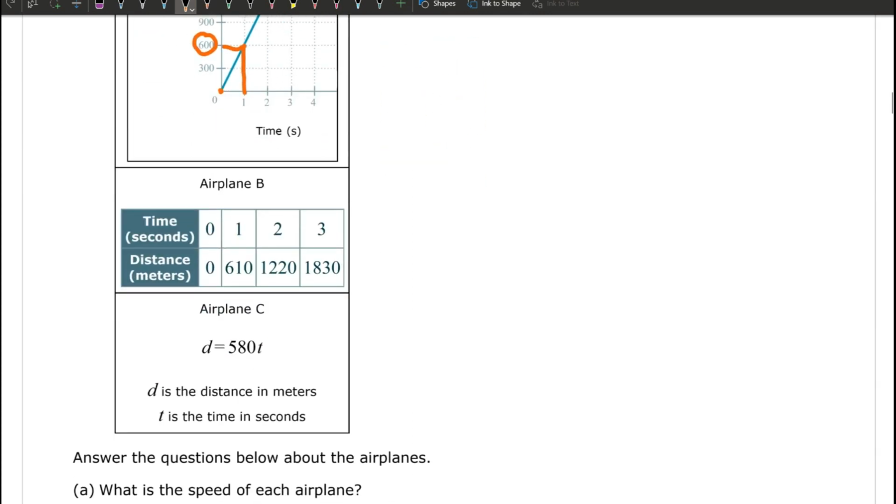Airplane B, similar one. They start at 0, 0. And then after 1 second, it goes up to 610 meters per second. So that is the speed of airplane B. Airplane C, y equal to mx plus b, where b represents the beginning. So beginning is 0. Similar to the last 2 airplanes, this one begins at 0, and their slope, which is the constant rate of change, is 580. So the speed is the meters increase by 580 meters per second.